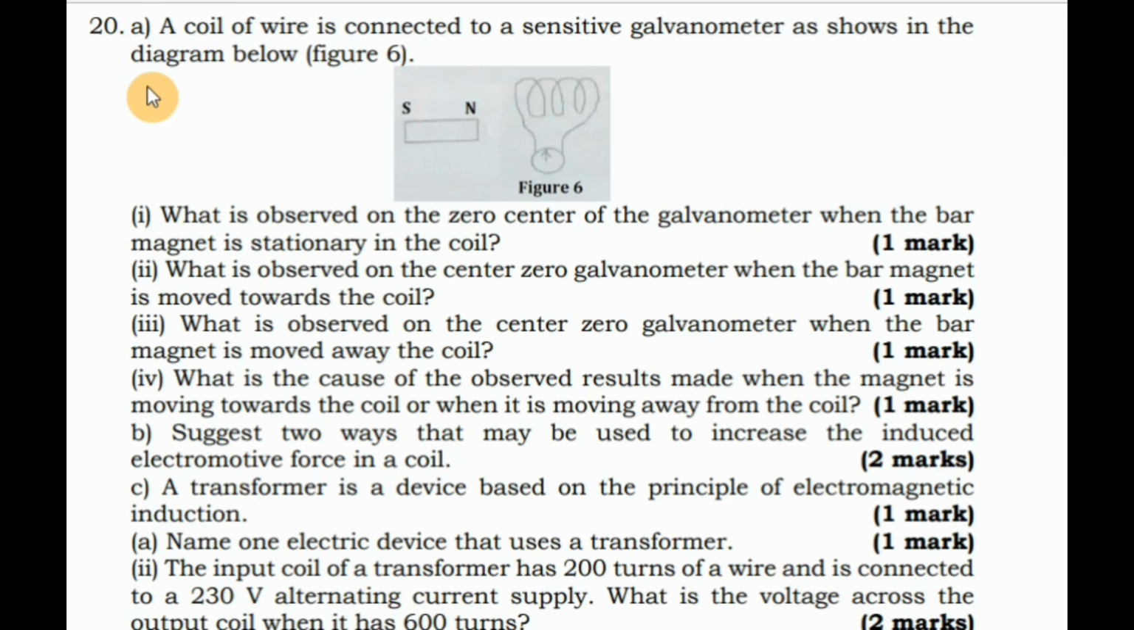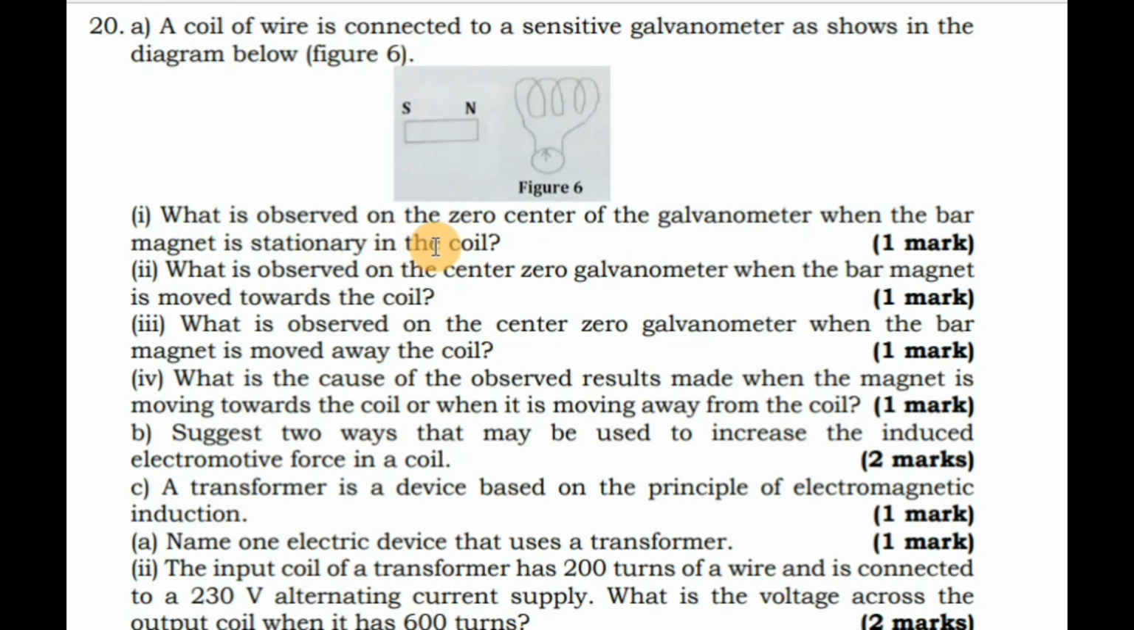Yes, it is electromagnetic induction. A coil of wire is connected to a sensitive galvanometer, as shown in the figure. You see, this is a galvanometer, this is a coil, and this is a magnet. What is observed on the zero center galvanometer when the bar magnet is stationary in a coil?